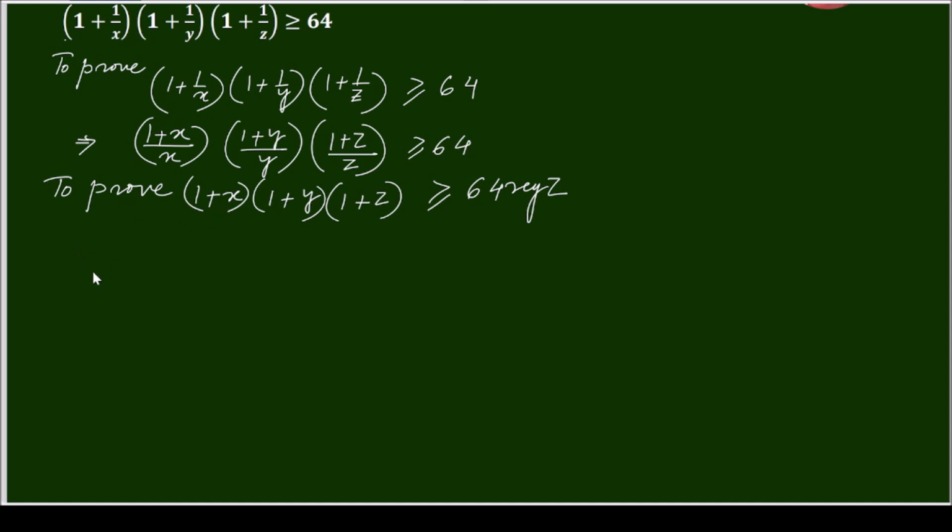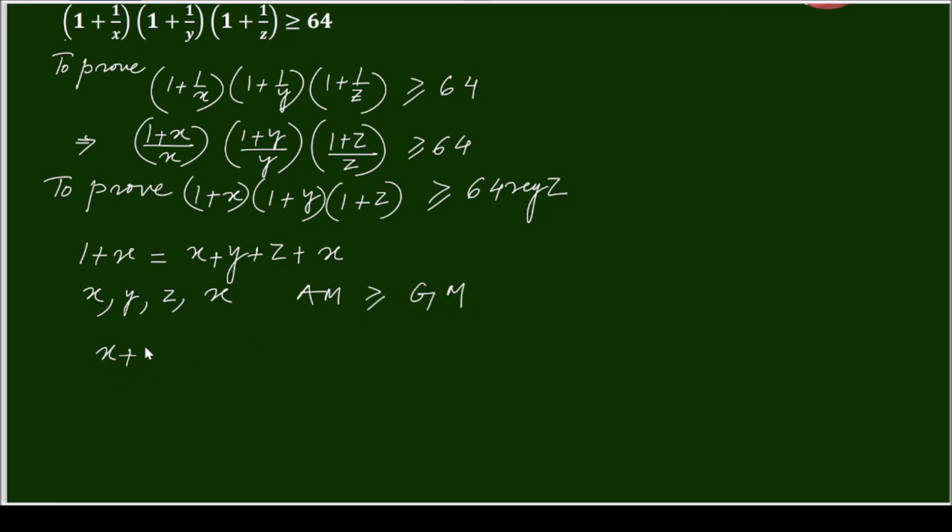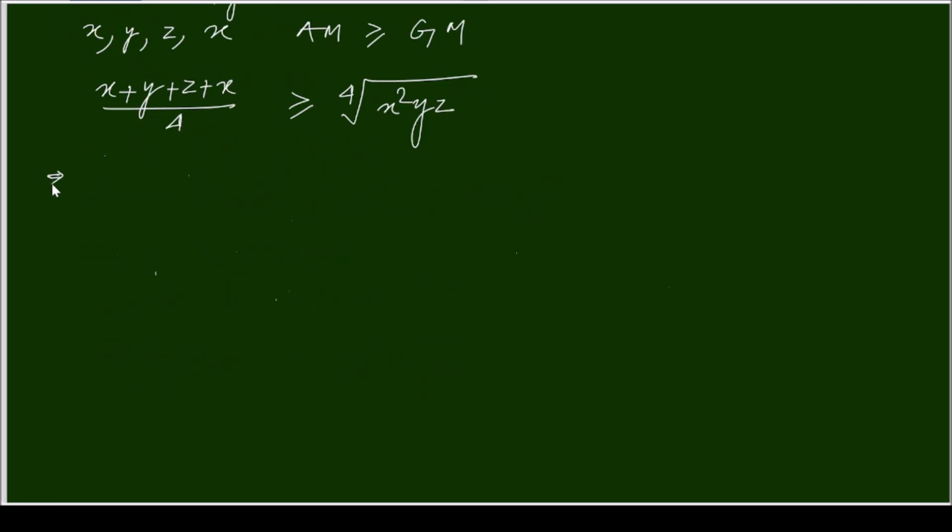So here I am taking each term. Suppose 1 plus x, it can be written as, instead of 1 I'll write x plus y plus z, and plus x. So there are 4 terms here: x, y, z, x. I'll apply arithmetic mean is greater than or equal to geometric mean. So (x plus y plus z plus x) over 4 is greater than or equal to the 4th root of x square y into z. So 1 plus x is greater than or equal to 4 times the 4th root of x square y z.